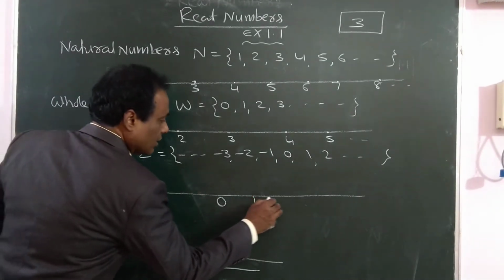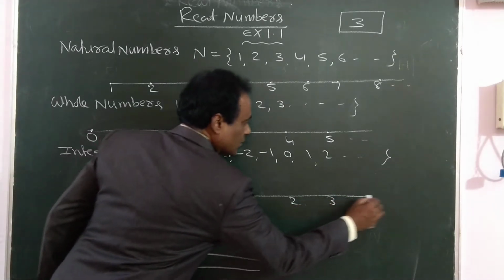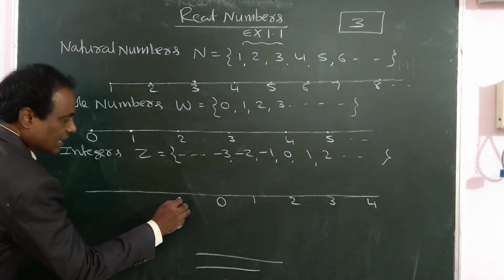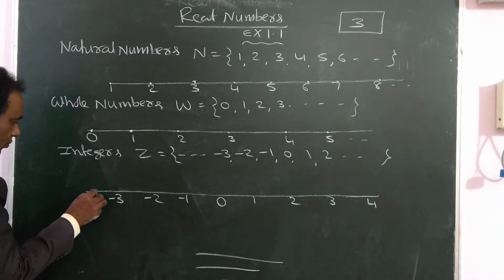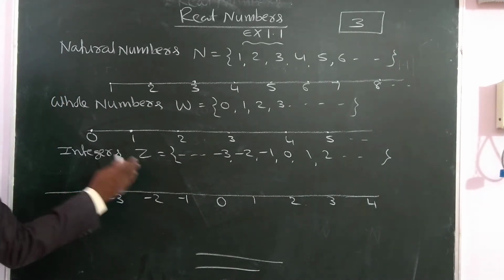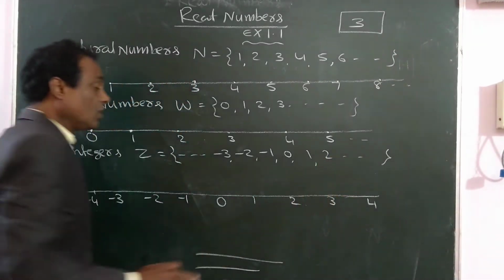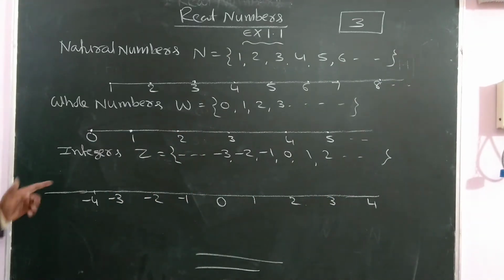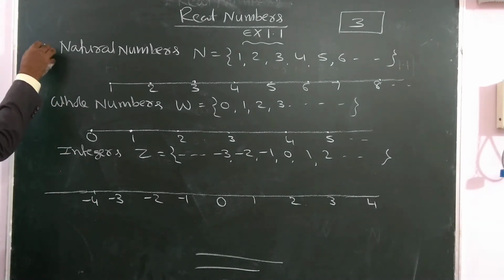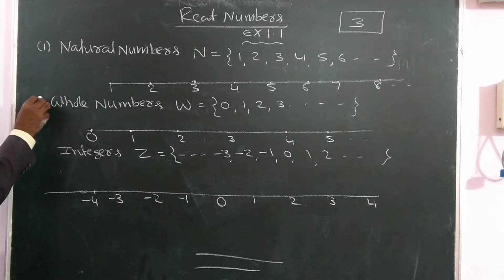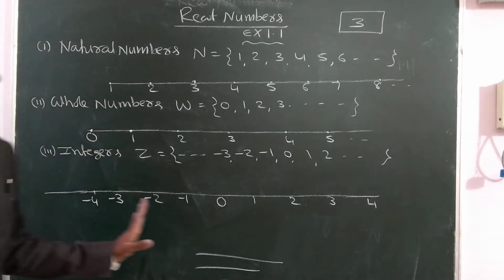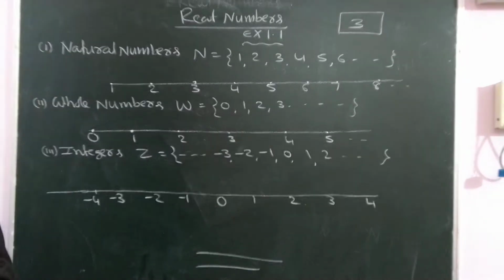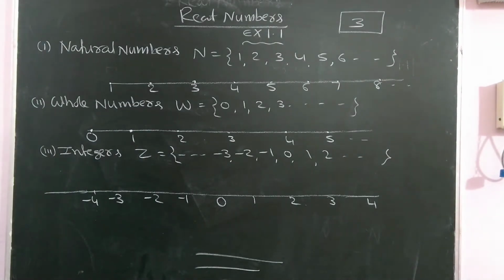So this is 1, this is 2, this is 3, this is 4, and on this side it is minus 1, minus 2, minus 3, minus 4. Like that we take the positive numbers on the right side of 0 and negative numbers on the left side of 0. Like this we can represent integers on a number line. So this is natural numbers, whole numbers, and integers represented on the number line. Look at this and then I will explain how to represent a rational number on a number line.